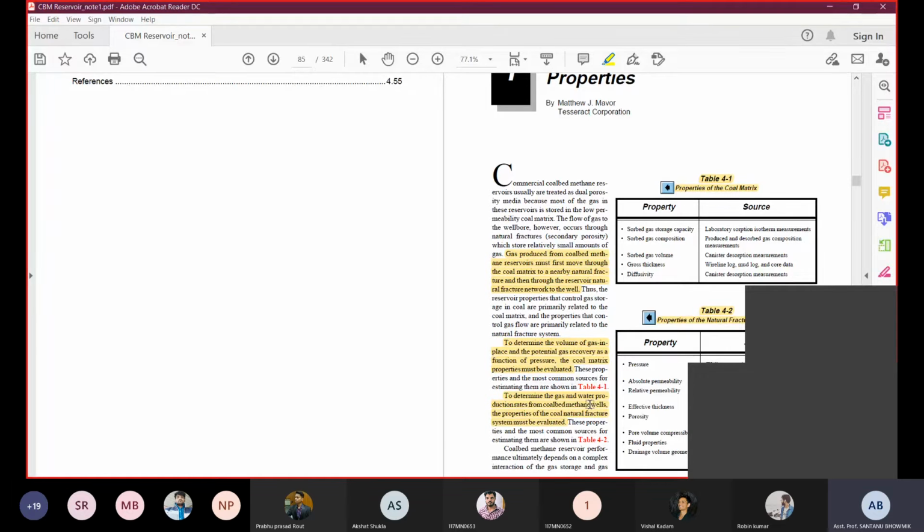In Table 4.2, you can see the natural fracture system properties. What are the properties that are coming? First is the pressure, obviously, because it is a pressure dependent flow process. Then the absolute permeability, because it is the important parameter through which the gas production will be dictated. And then the relative permeability. Relative permeability comes in when there are two or more phases. If there is only a single phase of water or gas, the relative permeability will not come. The fourth is the effective thickness.